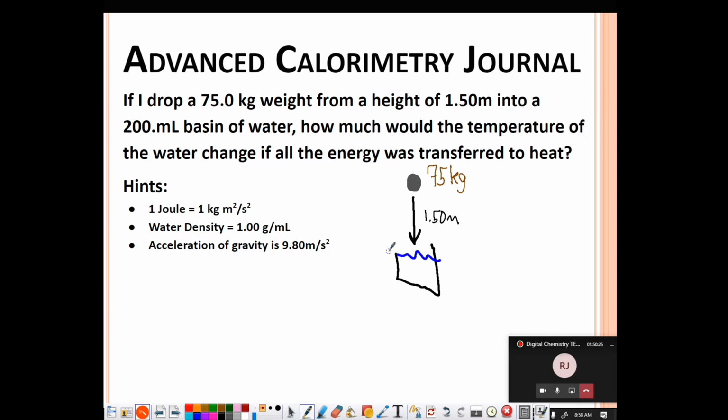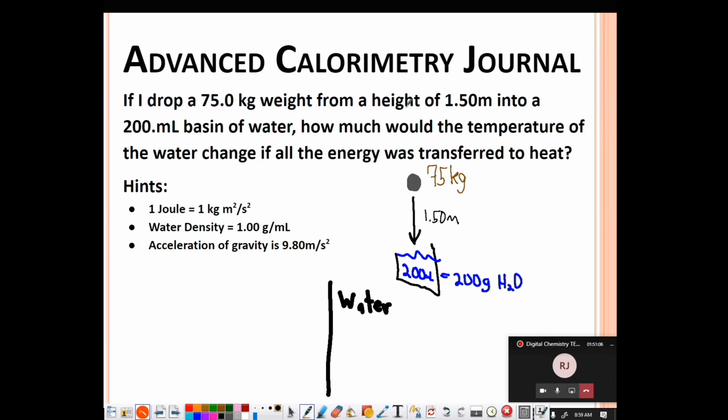And that basin of water has 200 mLs, which, if we remember water, means it's also got 200 grams. And this is for water. And it wants to know how much would the temperature change. Okay, so basically what we're dealing with here is two things: the weight falling and the water. Since it is asking for the temperature of water, we are probably going to end with the water step.